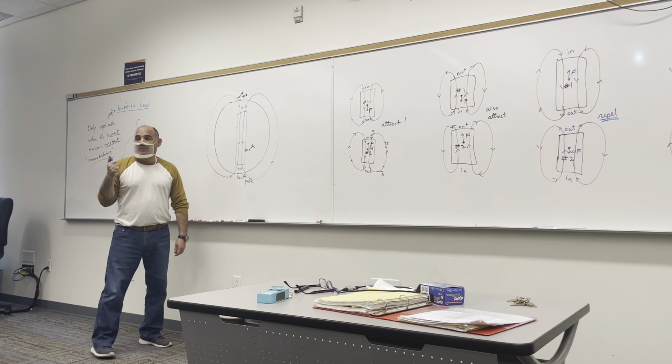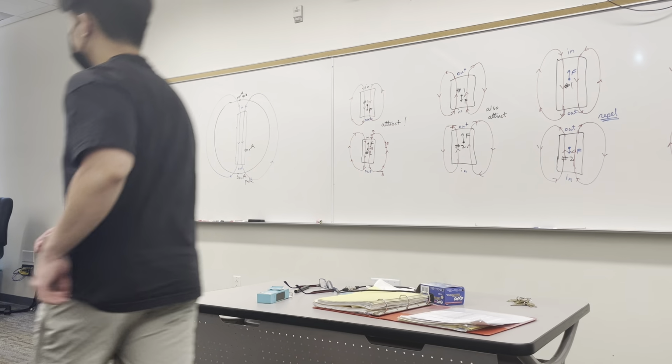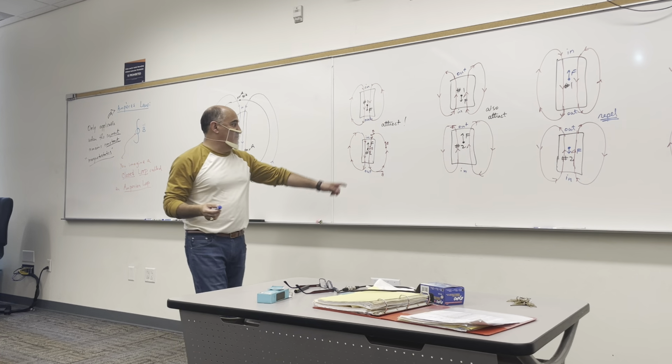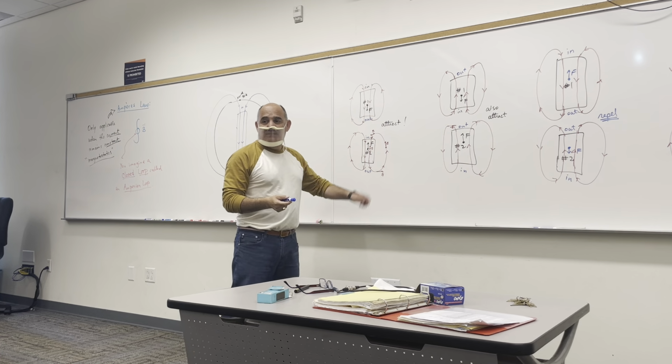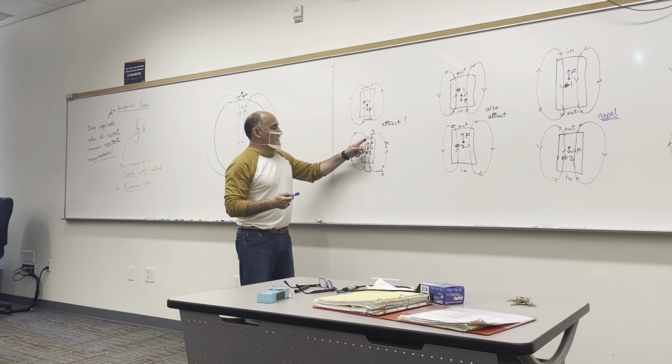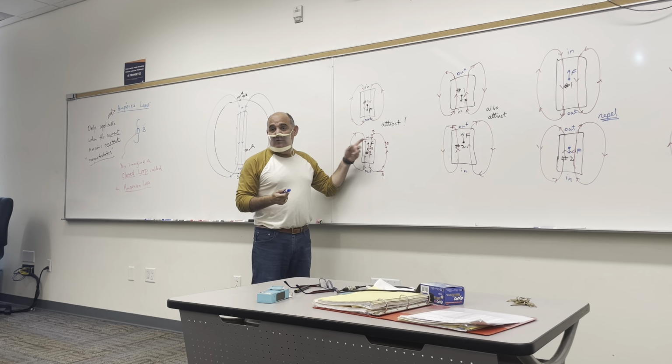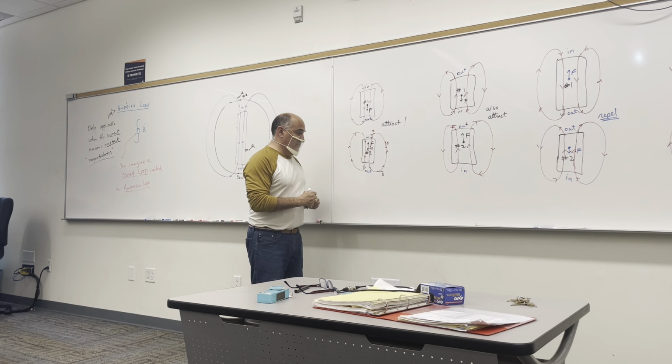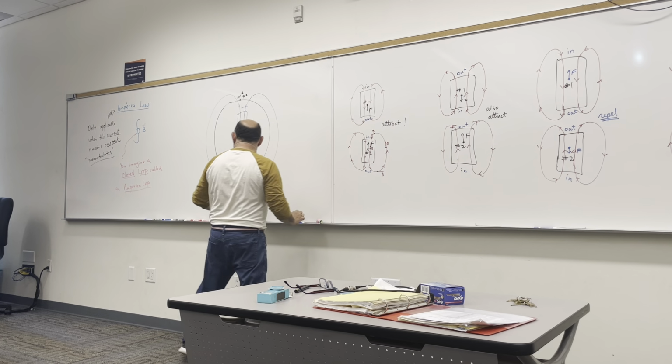Now, suppose you take one of these bar magnets, right? And the end where the magnetic field comes out, you paint it. I don't know, you paint it green.